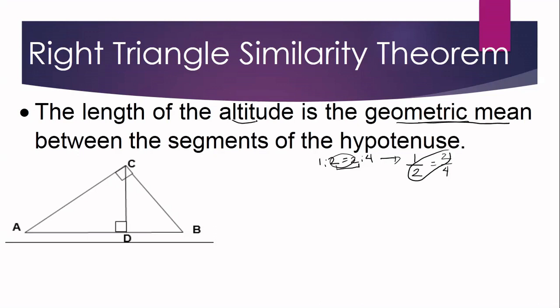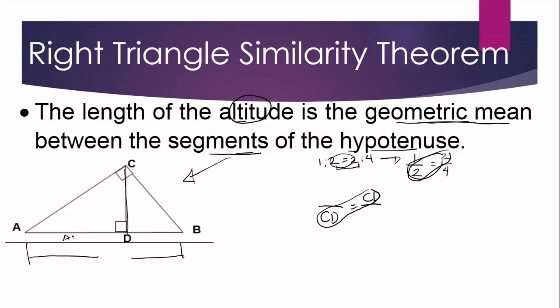What is the geometric mean here? The altitude. The altitude is the geometric mean between the segments of the hypotenuse. Looking at the figure, our altitude is CD. So CD is the geometric mean between the segments of the hypotenuse. Our hypotenuse is segment AB, and it is made up of two segments, segment AD and segment BD. So the two segments of the hypotenuse are AD and BD. Our proportional equation will be AD over CD is equal to CD over BD. That is what we mean by this: the altitude CD is the geometric mean between the segments of the hypotenuse, AD and BD.